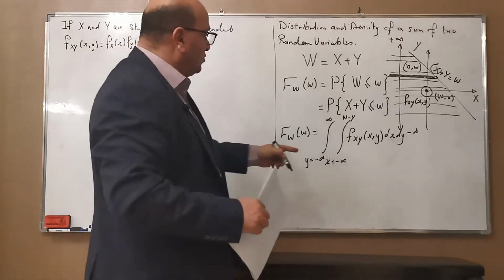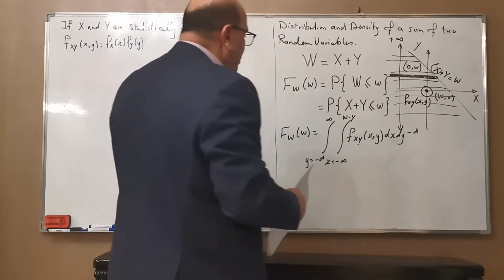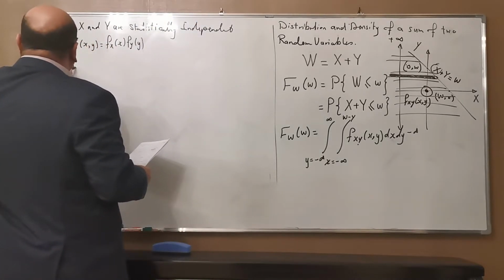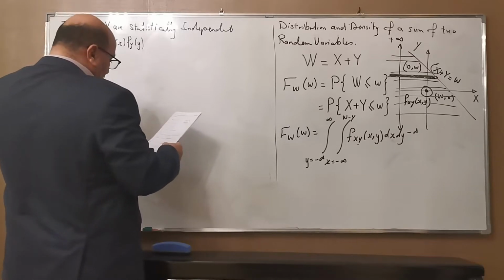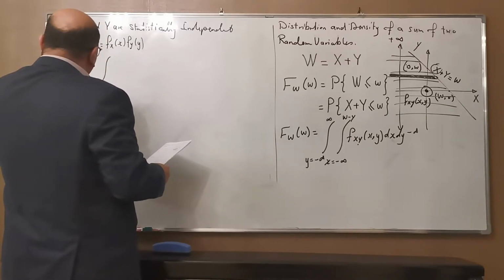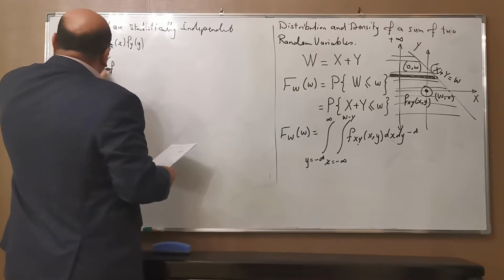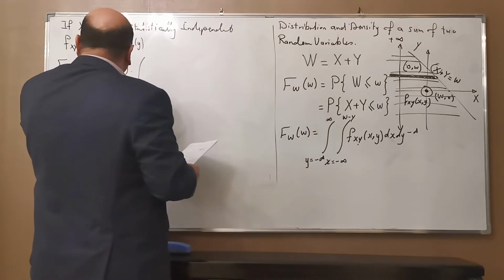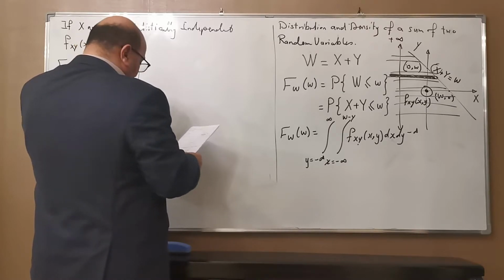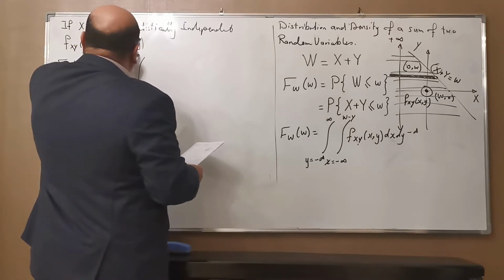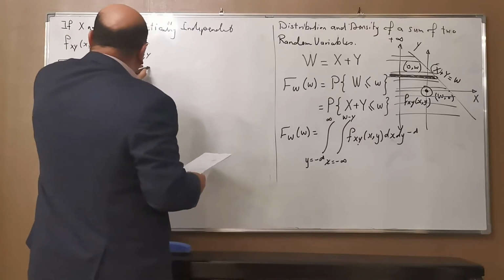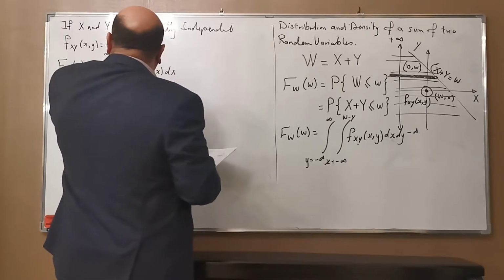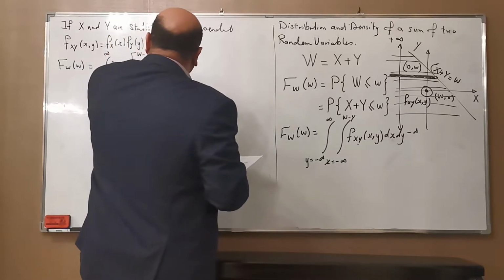So we can separate those two, this one here, and do two separate integrals. So you have F_W(w) equals the integration over Y from minus infinity to infinity of f_Y(y), times the integration from X equals minus infinity to w minus y of f_X(x) dx, and after you evaluate this, you do dy.